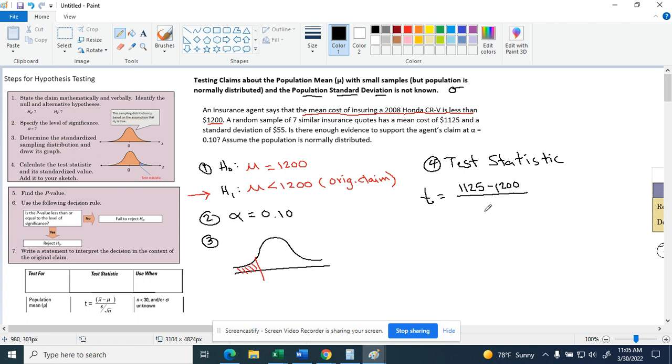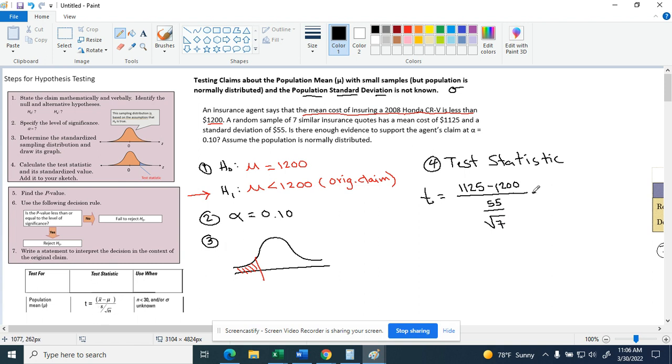Over, then underneath this fraction, I have another fraction, S. What is S? The standard deviation of the sample. So in this case, it's 55 divided by the square root of n. Who is n? The sample size. So how many insurance quotes were collected? 7. You can see 7 is smaller than 30. That's why I'm following these. I'm going to use this formula.